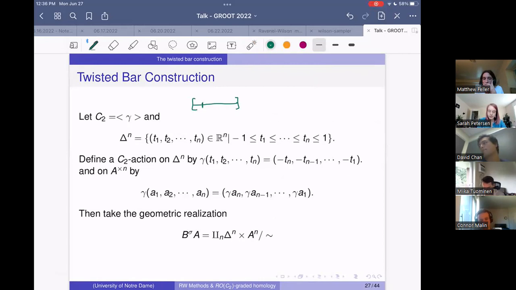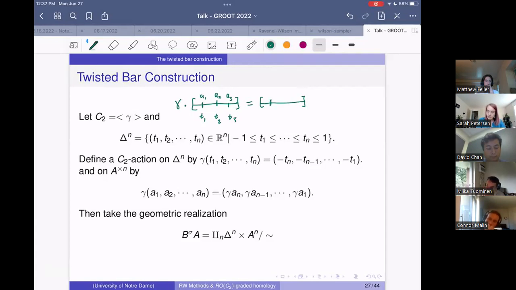So this is still the interval -1 to 1. And so points in this twisted bar construction will look like points in our interval with labels in A, but this now has a C2 action. And our non-trivial element acting on this essentially flips this around the origin.